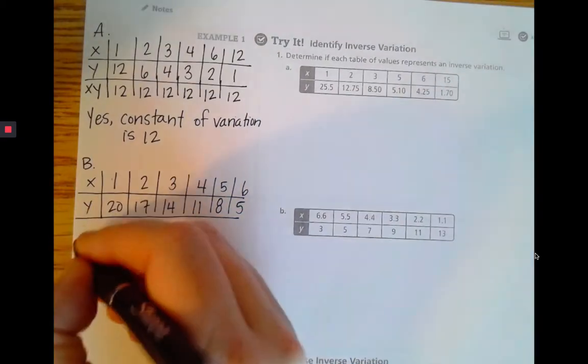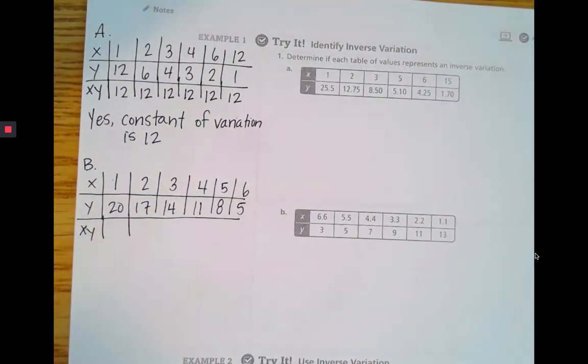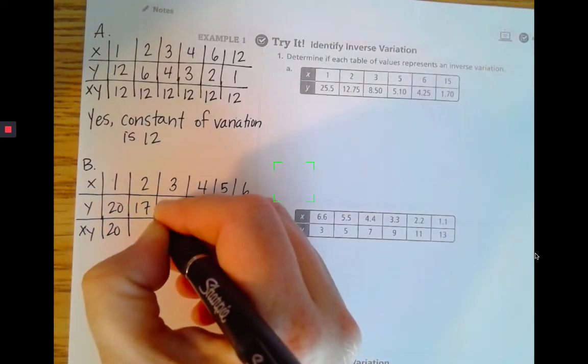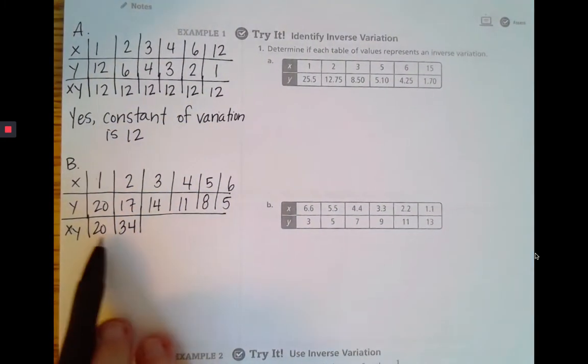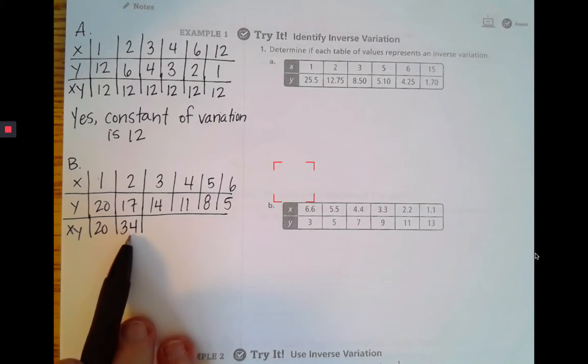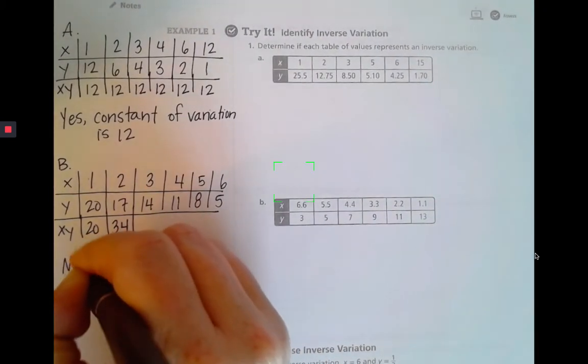All right, so let's multiply these together to determine whether or not this is an inverse variation. What is 1 times 20? 20. 2 times 17? 34. So automatically, what can I tell? Is this an inverse variation? No. So I wrote no, there is no constant of variation.